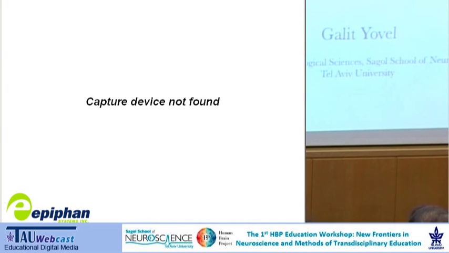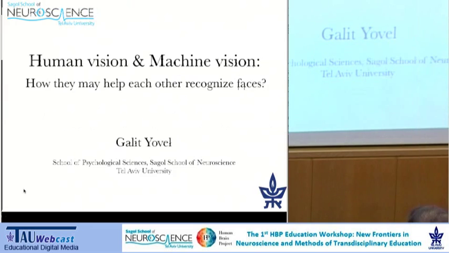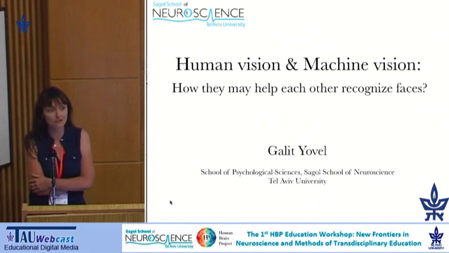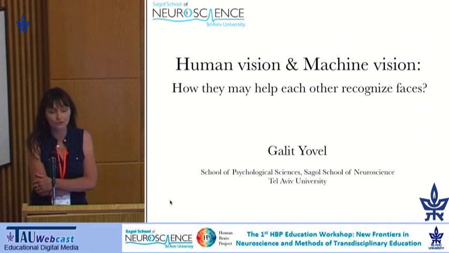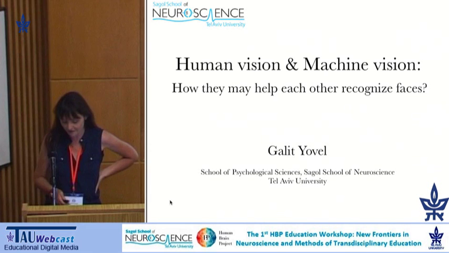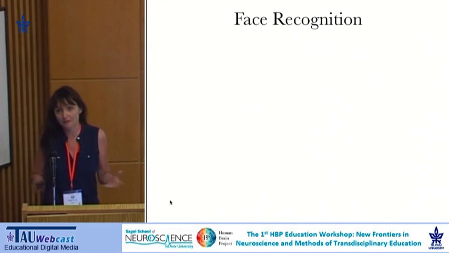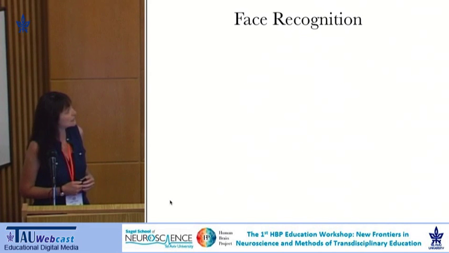Those scientists typically come from two main disciplines: either the cognitive psychologists or the cognitive neuroscientists, who are interested in understanding how the brain can recognize faces. And on the other hand, we have the computer scientists and the engineers who are trying to develop algorithms that can recognize faces.